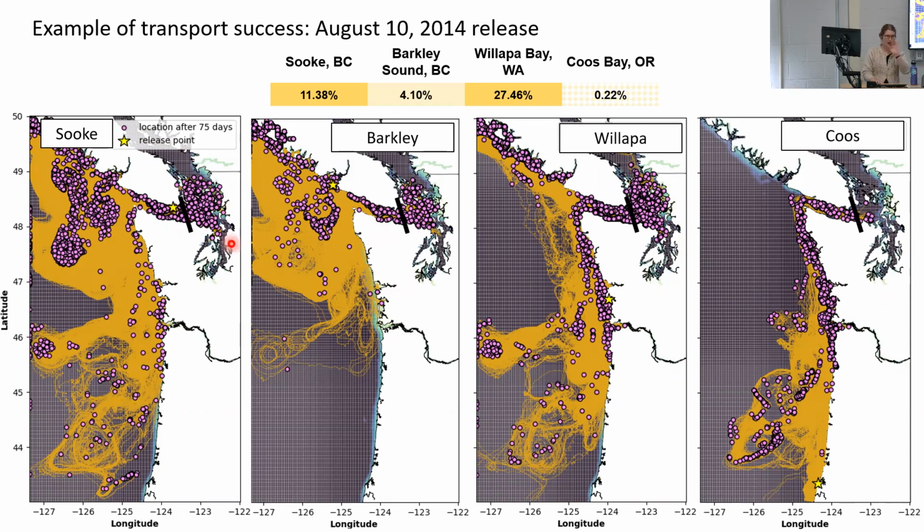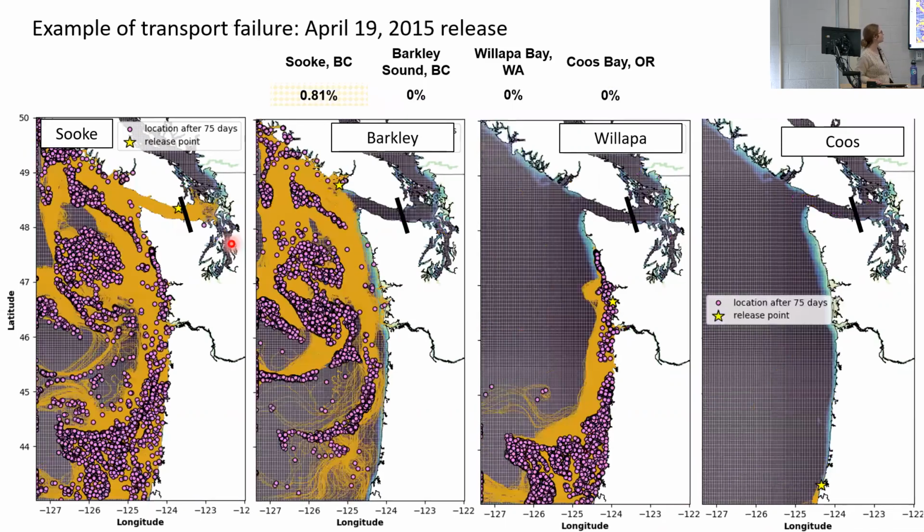But not every experiment looked like this. Most of them looked like this, where you can see the line that we had drawn. There were a lot of them that just went directly off. Down here at Coos Bay, they all just went straight out of the model and never were seen again. Even Barkley Sound, which is not that far away, they all just went out to the coastal ocean, all the larvae.